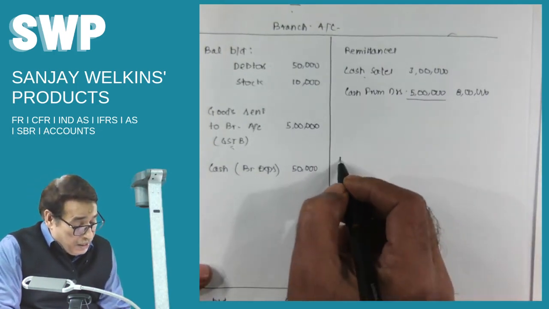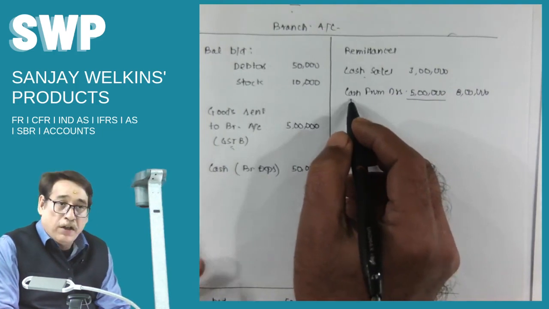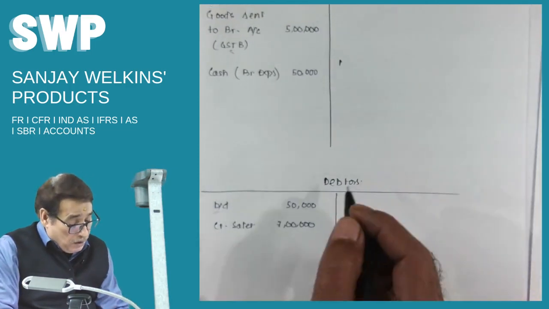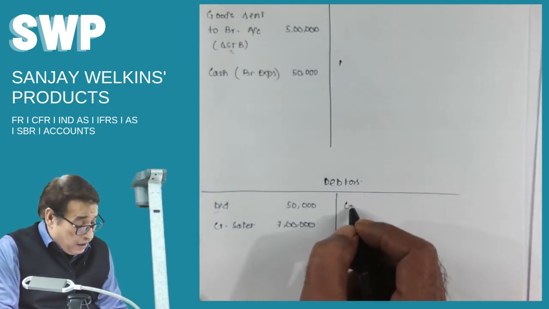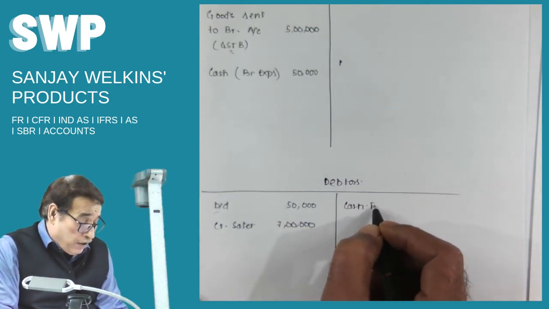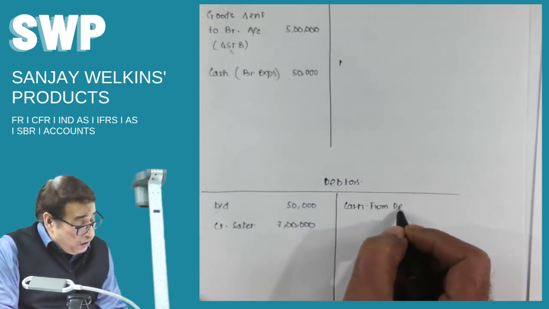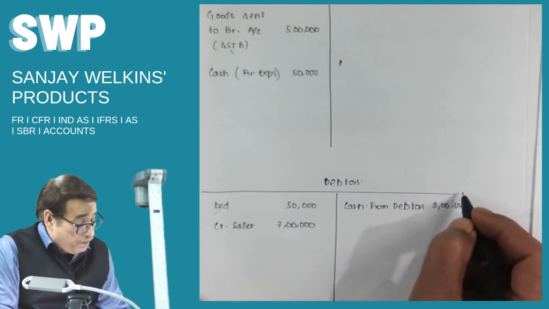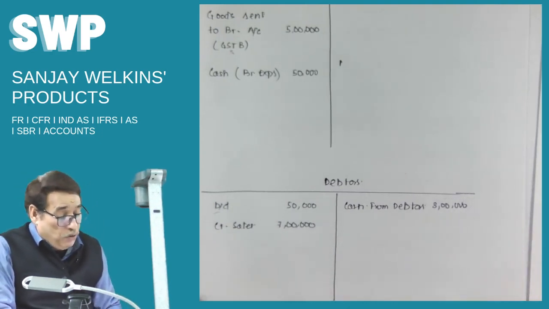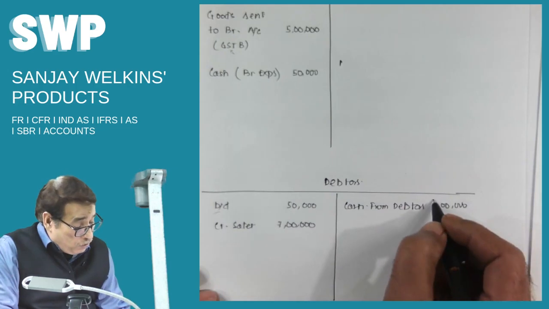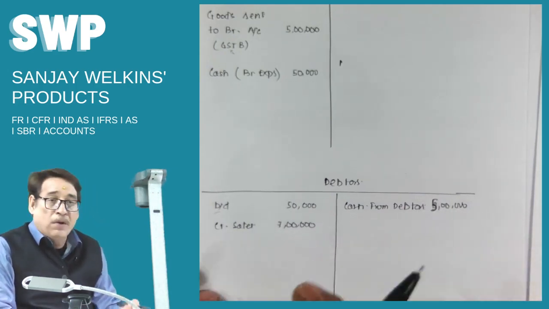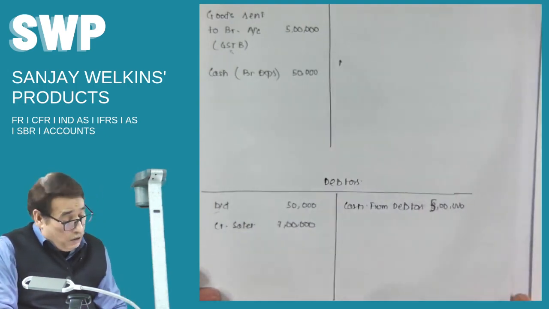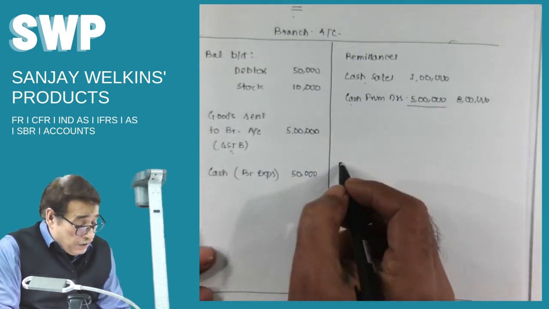Then I will write here balance, because we have written cash from debtors, so we have to keep an eye on this particular fact. This is also affecting the debtors account, and I will write here cash from debtors, because when cash is received from debtors, debtors will get reduced. Sorry, 5 lakh worth of cash we have received, not 8 lakh. So cash receipt from debtors is 5 lakh. We will also write it in the debtors account, correct? Now we will write here balance carried down.